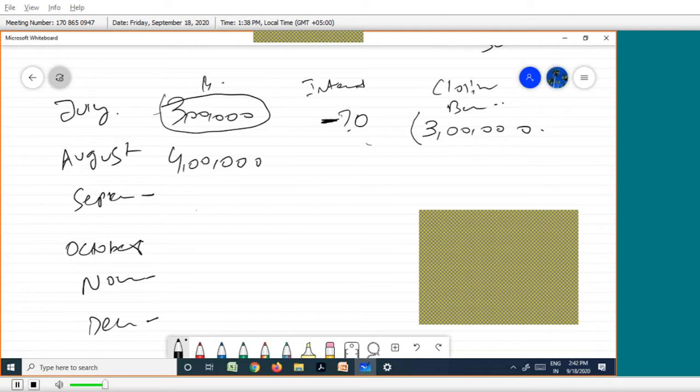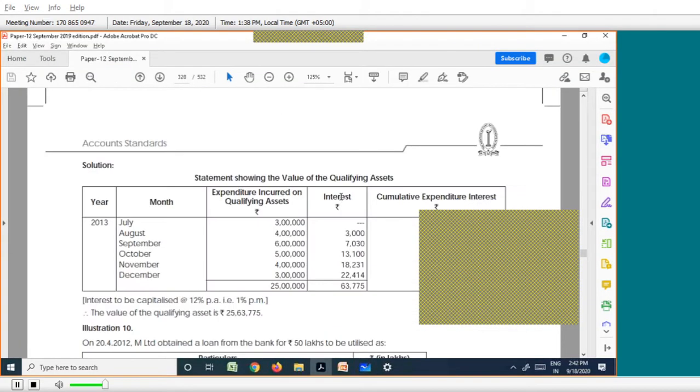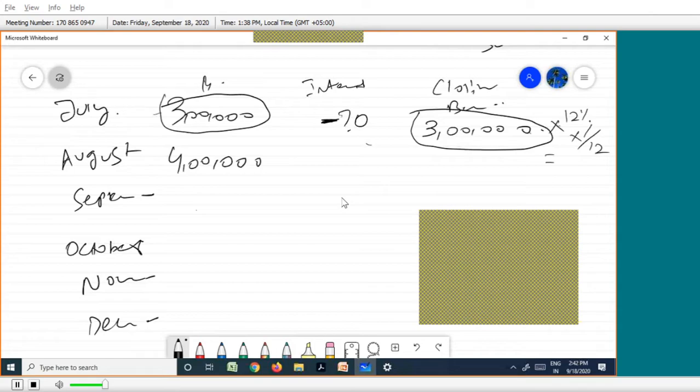3 lakh rupees. Previous month, how much did I utilize? 3 lakh rupees I utilized. In August beginning they will charge the interest. Month end closing, next month beginning they will charge the interest. So 3 lakh into 12% into 1 by 12, how much? I think it is 3,000 rupees, correct?